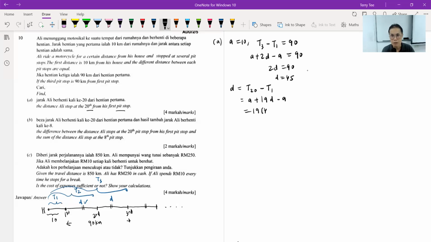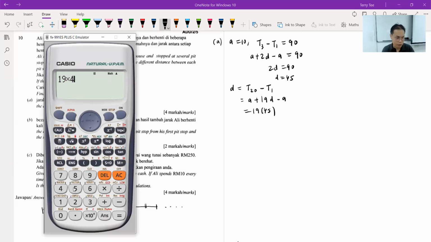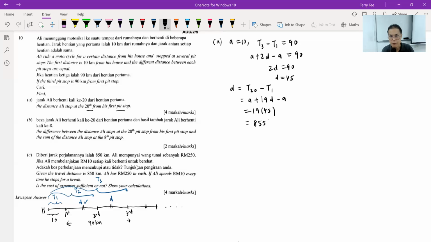What's your D? 45. Okay, calculator. 19 times 45. What do you get? 855. Yeah, 855 kilometers. Okay, B. Yeah. So I know it's a bit confusing and you might not agree with the marking scheme because if you read the marking scheme, they use something else.